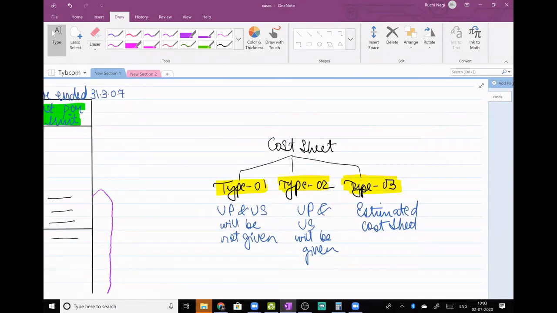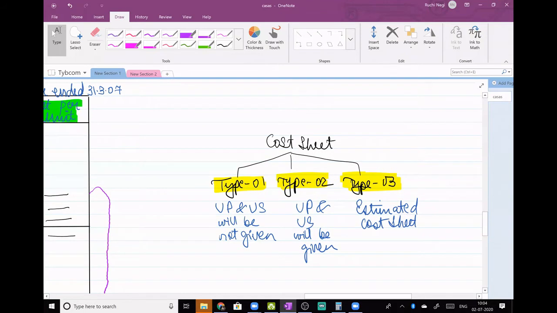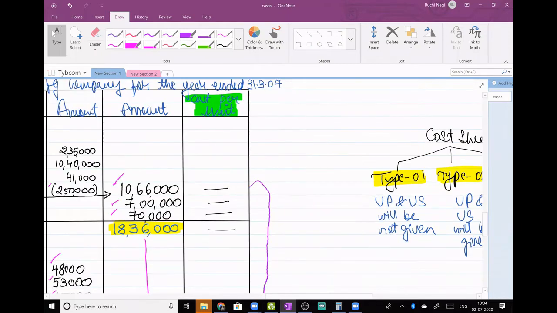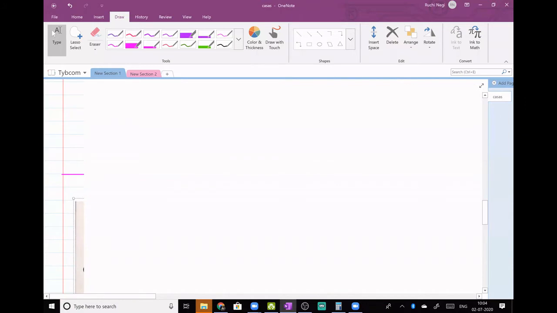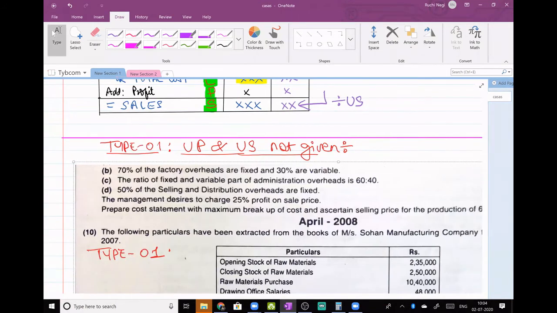As per your syllabus, you have 3 types of cost sheet. Type 1 is units produced and units sold will not be given in the question. Then type 2, units produced and units sold will be given in the question. And then type 3, estimated cost sheet. So we are going to start with type 1. Few sums on type 1 I will complete, then I'll move on to type 2. Few sums on type 2 we'll complete, and then we'll move on to type 3. That's the way out. Just pay attention to all this.